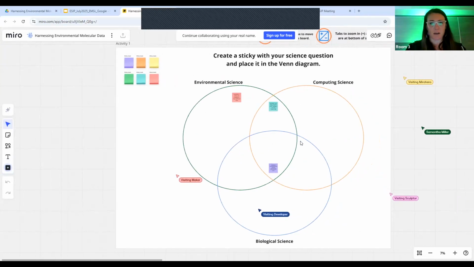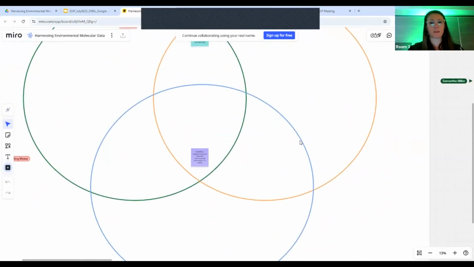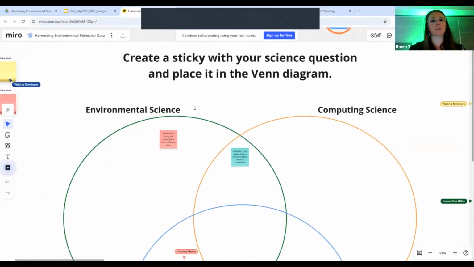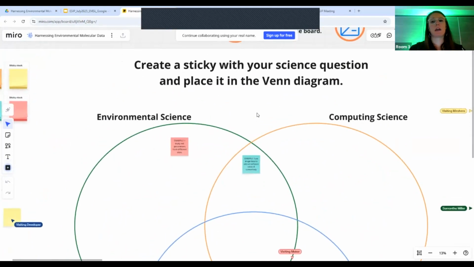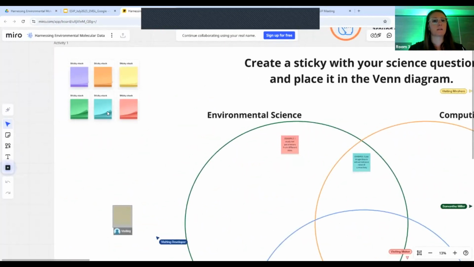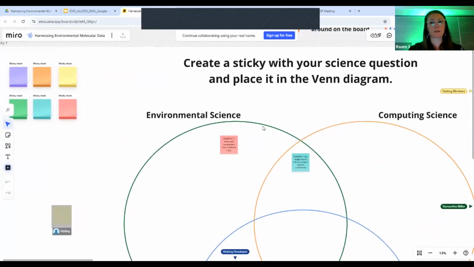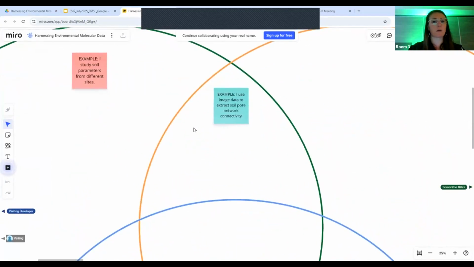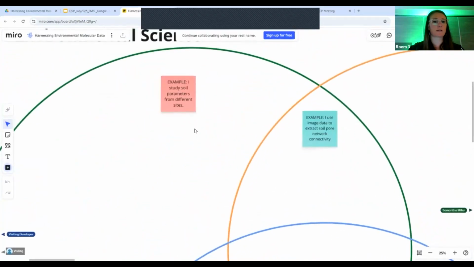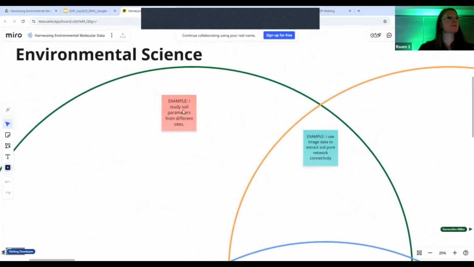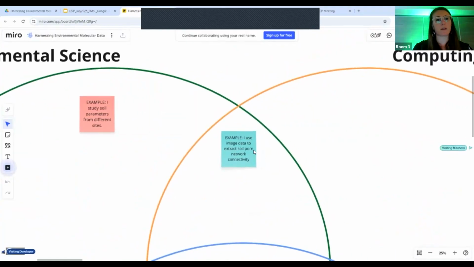Awesome. Okay, first piece here, wow, scrolls backwards. Create a sticky with your science question and place it on the Venn diagram where you think it might fit best. There's a collection of stickies over here. Pick your favorite color, plop them in, and drop in some science questions. We've got a couple here that we added. For example, I study soil parameters from different sites for environmental, or maybe a combo of environmental and computational, being I use image data to extract soil pore network connectivity.